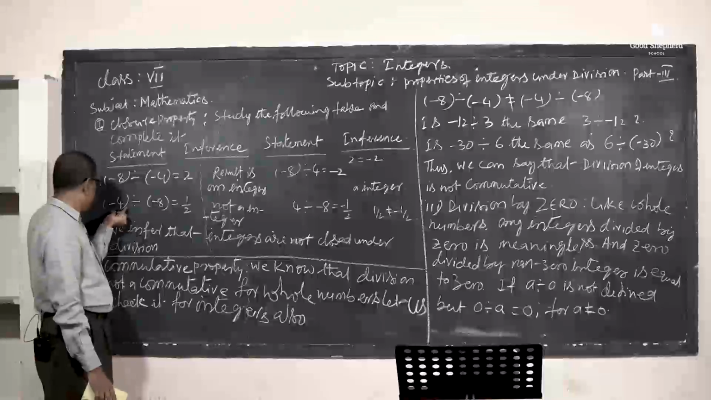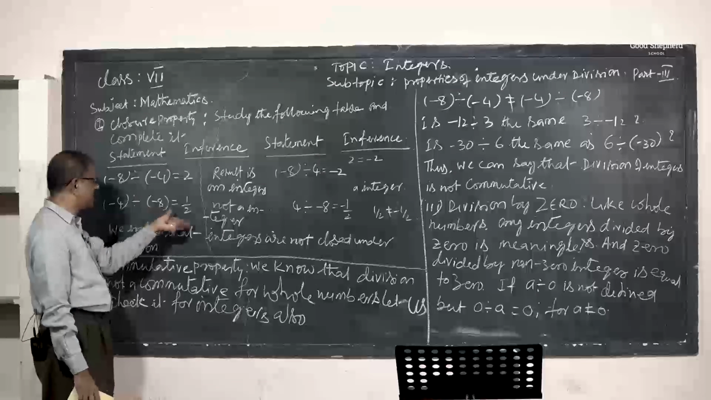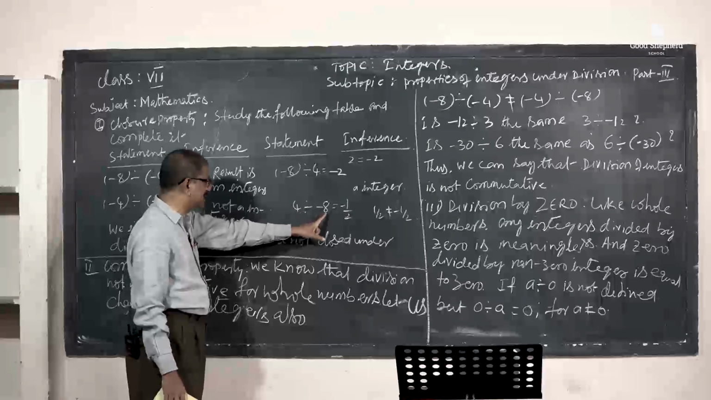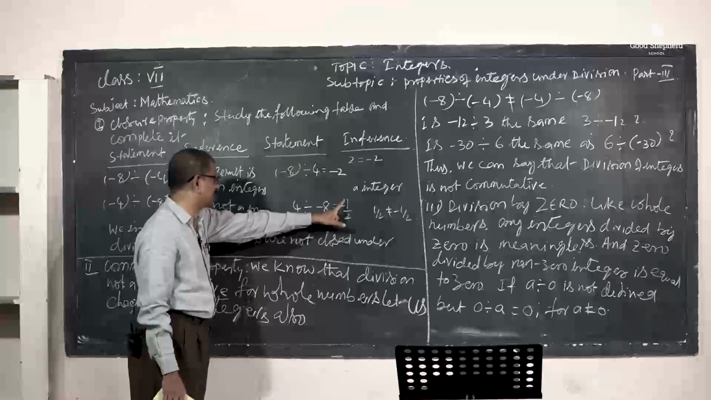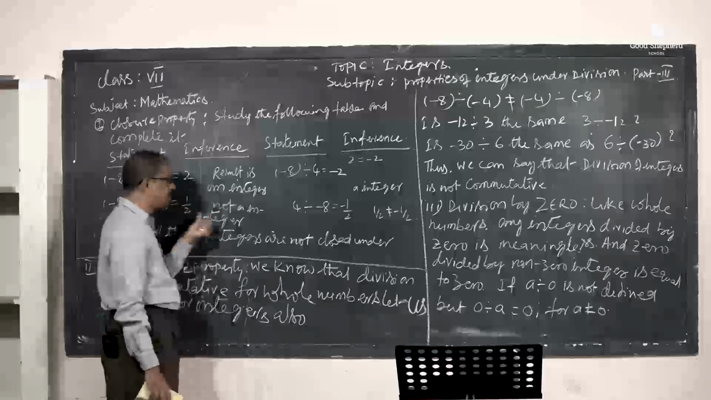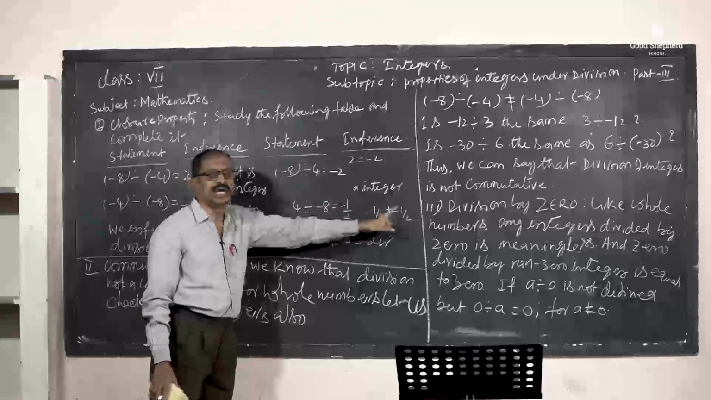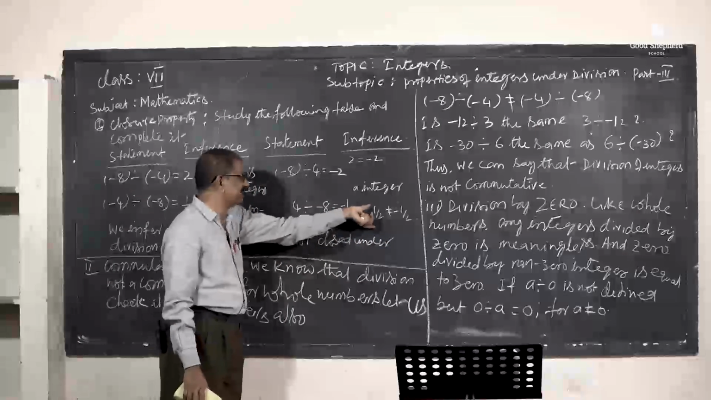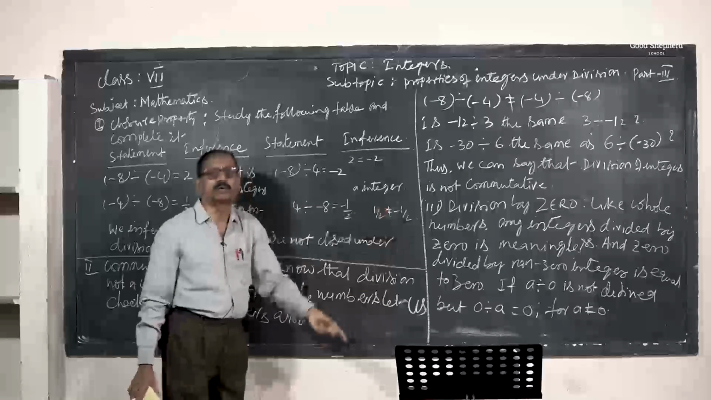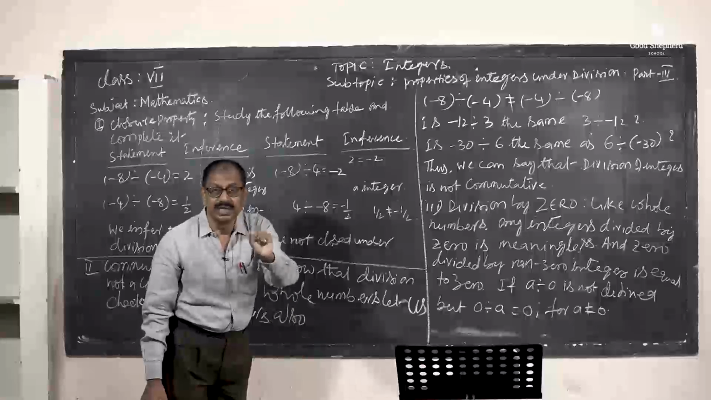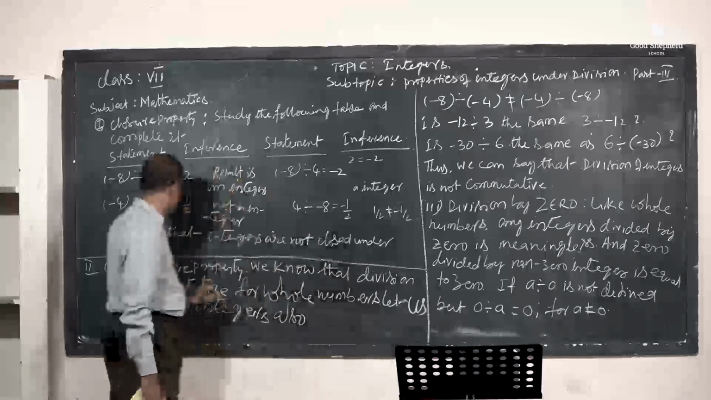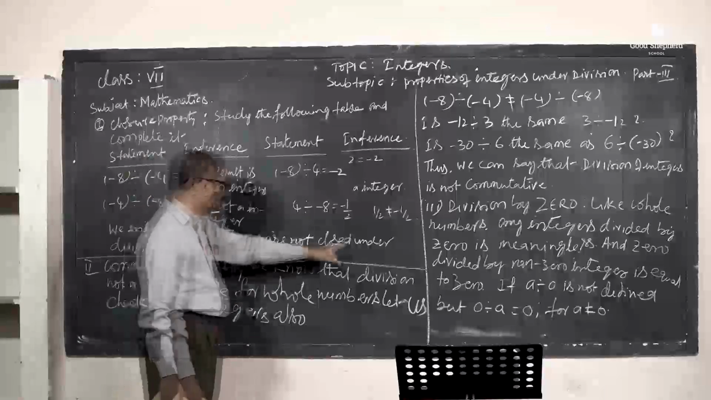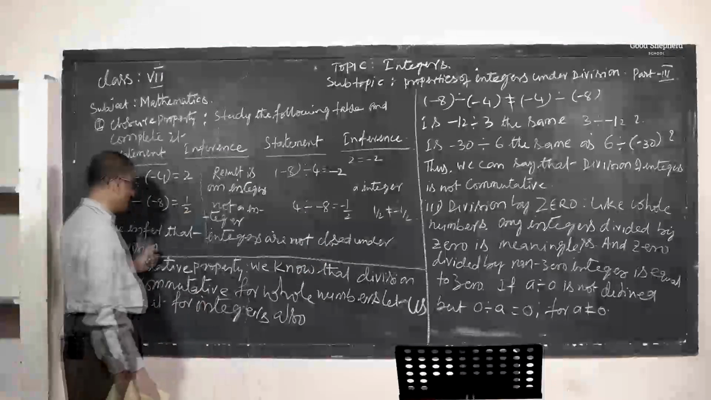The next is minus 4 divided by minus 8, which is equal to plus 1 by 2, and 4 divided by minus 8 gives minus 1 by 2. Here is plus 1 by 2, here is minus 1 by 2. They are not equal. Both 1 by 2 and minus 1 by 2 are called rational numbers, but they are not integers. So we infer that the integers are not closed under division.